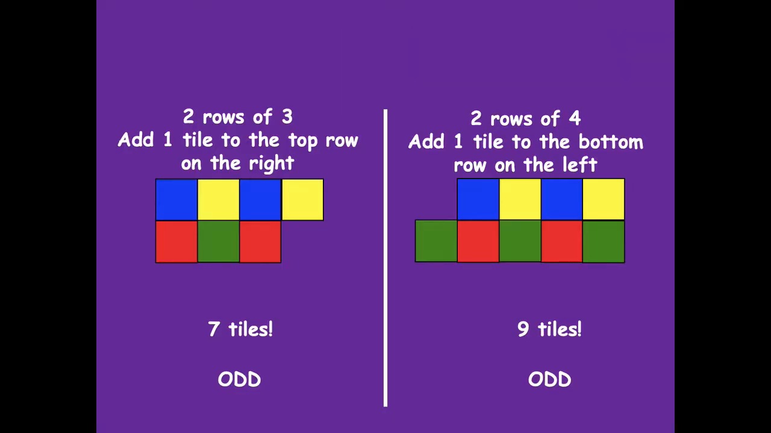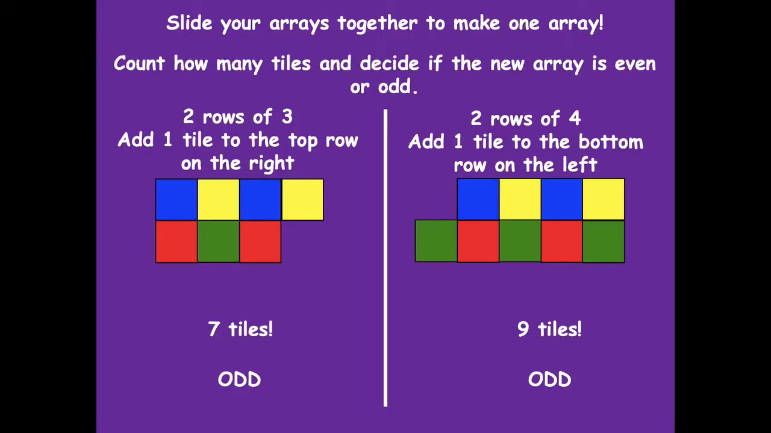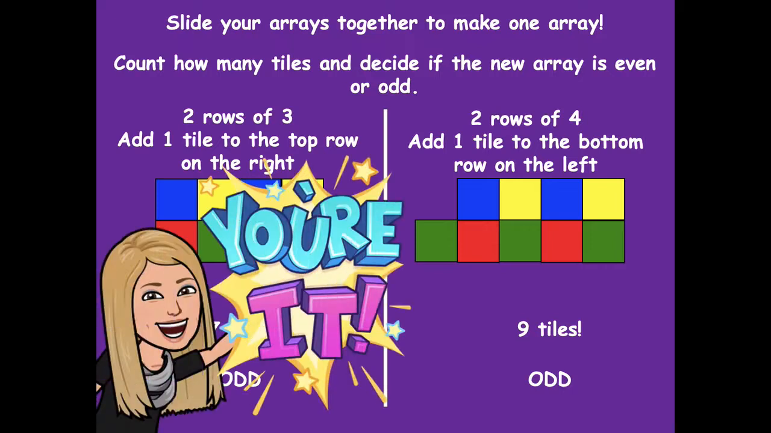All right, so as long as your arrays match mine, let's go to the next step. You're going to slide your arrays together to make one array. Count how many tiles and decide if the new array is even or odd. So pause the video, slide them together, count them, decide even or odd, and click play when you're ready to go over it together.